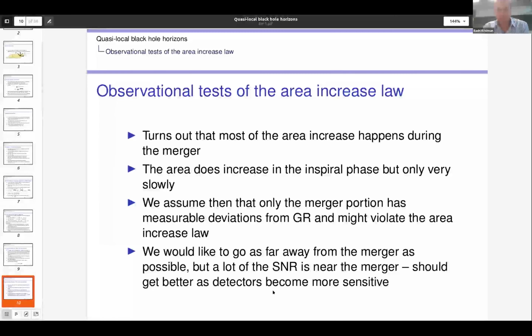Now it turns out that in fact most of the area increase happens during the merger itself. So the area does increase in the inspiral phase, but only very little.